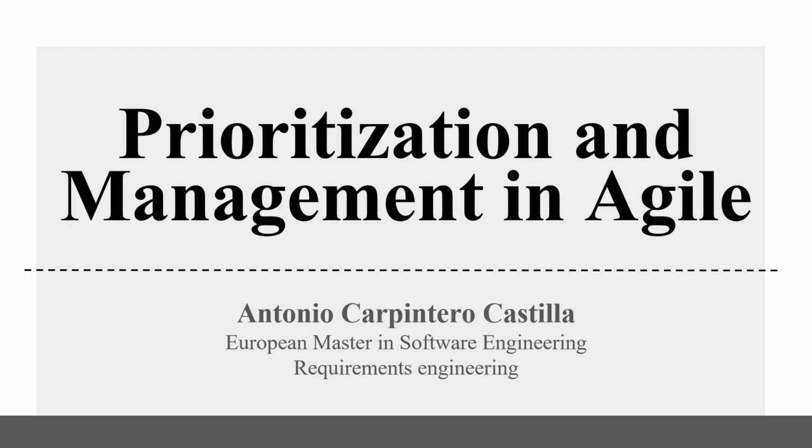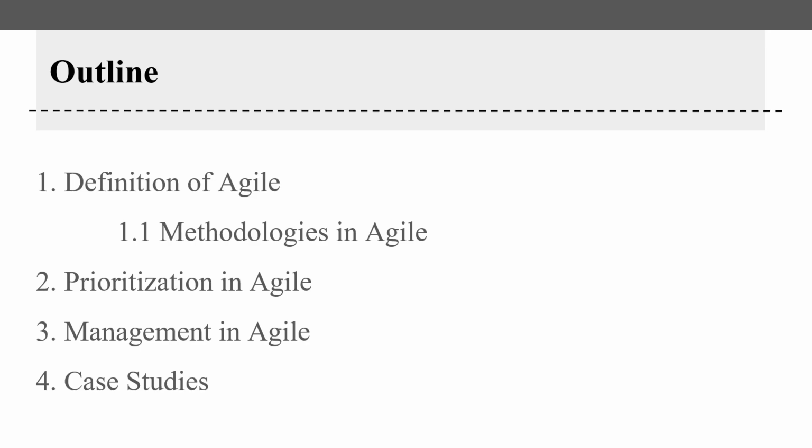Hello, I'm Antonio Carpintero, and this is a presentation about the paper I've written titled Prioritization and Management in Agile. Here is the outline of the presentation. It follows also the same outline that is in the paper.